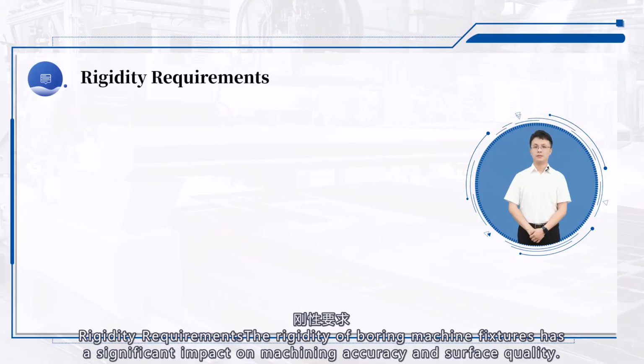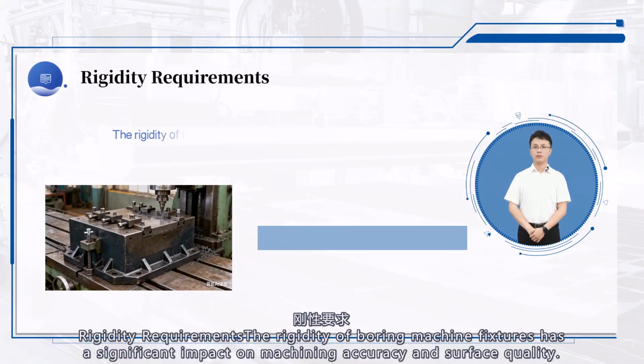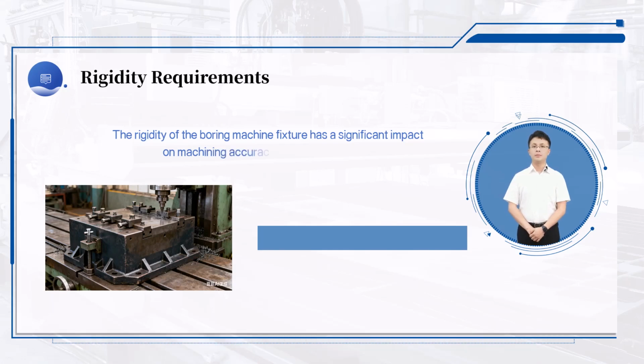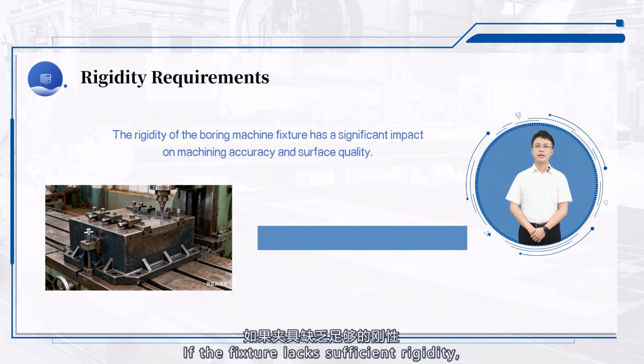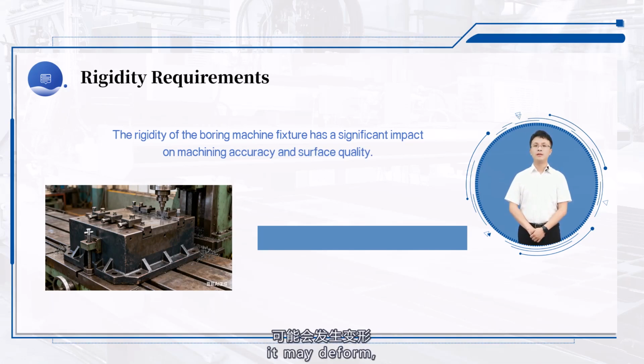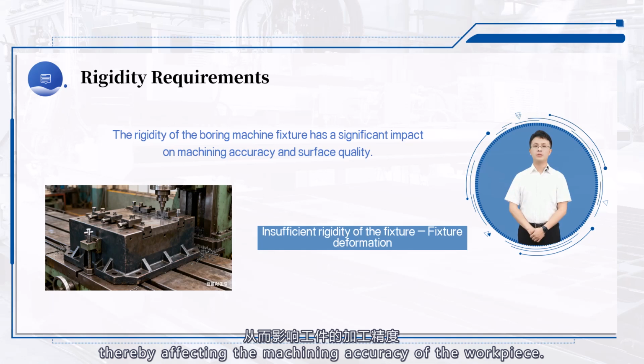Rigidity requirements. The rigidity of boring machine fixtures has a significant impact on machining accuracy and surface quality. During the boring process, the cutting forces are relatively large. If the fixture lacks sufficient rigidity, it may deform, thereby affecting the machining accuracy of the workpiece.